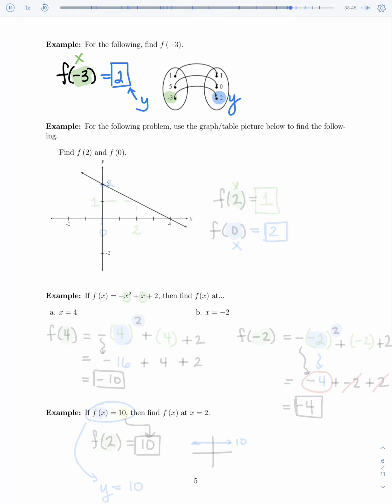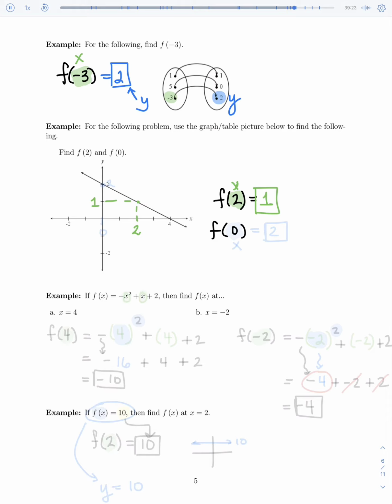In this next one, we have a graph, but we want to do the same thing. We want to find f of 2 and f of 0. So remember that when we've got f of 2, that's your x value, and we're trying to find the y value. So at x equals 2, our graph is up here, which has a y value of 1. So when our x is 2, our y value, our output is 1, and that's our final answer for that one. Let's take a look at the next one.